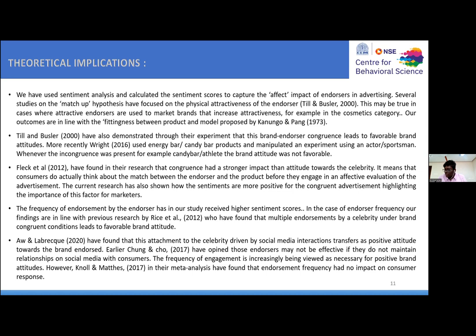Further, as celebrities are now active on social media, it has given rise to a greater frequency of interaction with consumers. This gives the consumer a feeling that he knows the celebrity intimately. Labrecque has found that this attachment to the celebrity, developed through social media interaction, transfers to a positive attitude towards the brand endorsed. Earlier, Chung and Cho opined that endorsers may not be effective if they do not maintain a relationship on social media with consumers. The frequency of engagement is increasingly being viewed as necessary for positive brand attitude. However, Knoll and Matthes 2017, in their meta-analysis, found that endorsement frequency had no impact on consumer response.